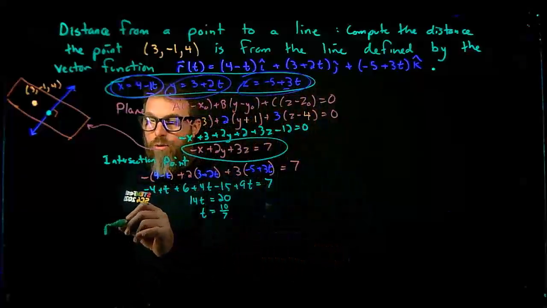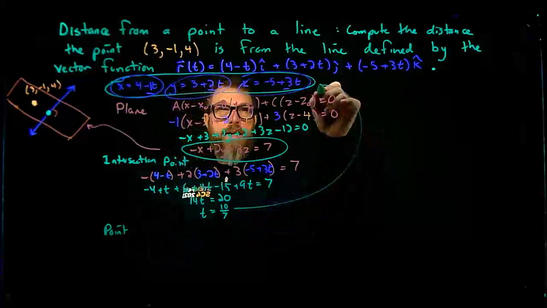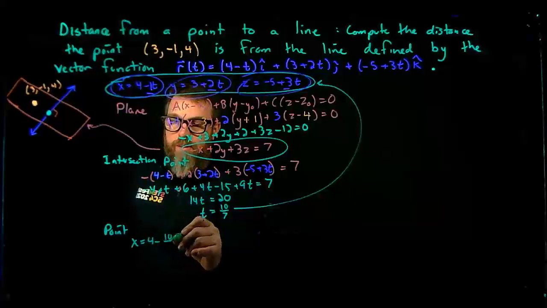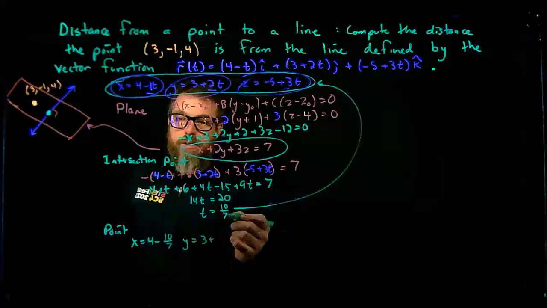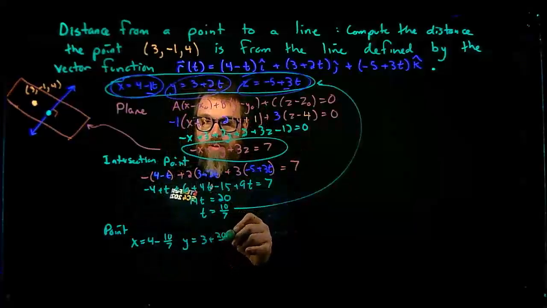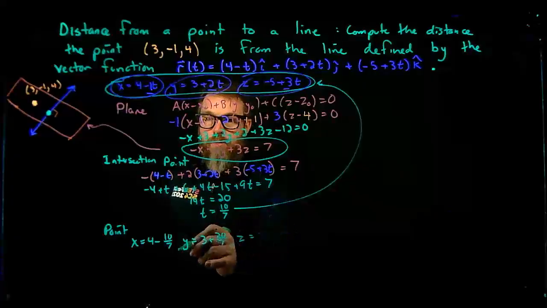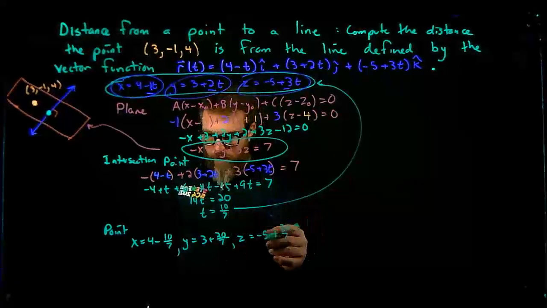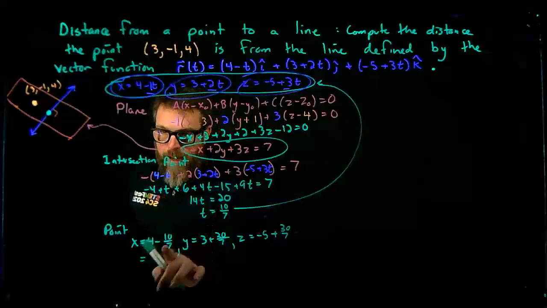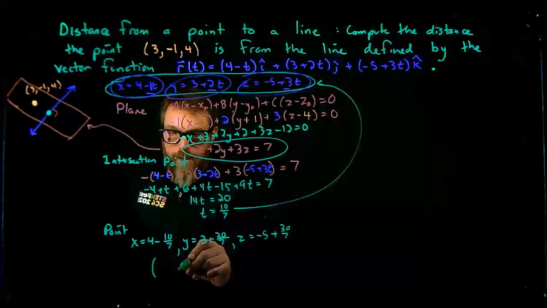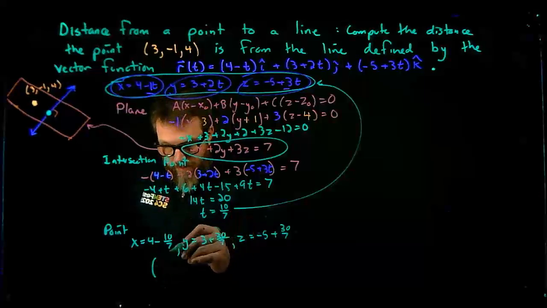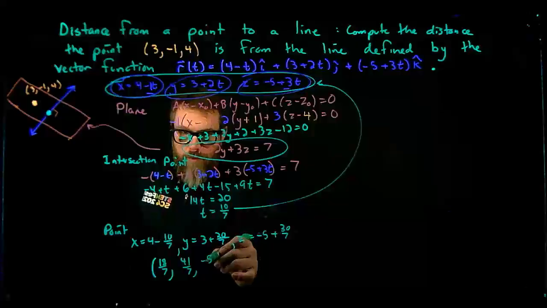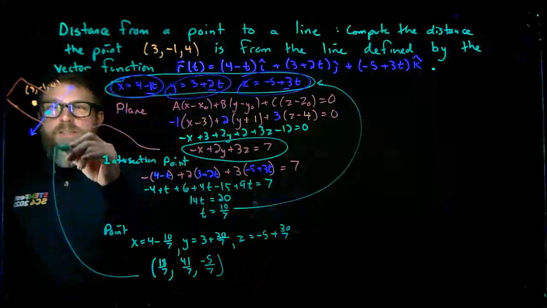So our actual point is going to be, plugging this back into that line. We know x is going to be equal to 4 minus 10 sevenths. Y is going to be equal to 3 plus 2 times 10 sevenths, or 20 sevenths. And then z is going to be equal to minus 5 plus 3 times this, so it's going to be 30 over 7. Or I can say that this is going to happen at, I'm just going to write this in point form. X comma y comma z is going to be, this will simplify to 18 over 7. This will simplify to 41 over 7. And this will simplify to minus 5 over 7. So that's what this point is. That is that point right there.